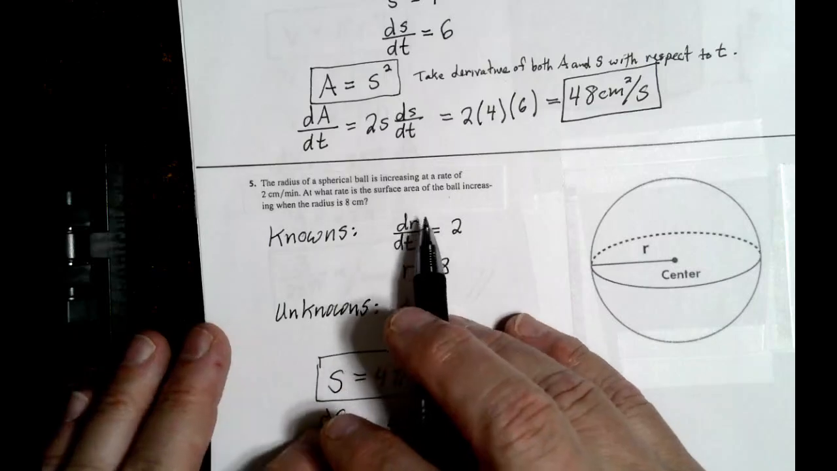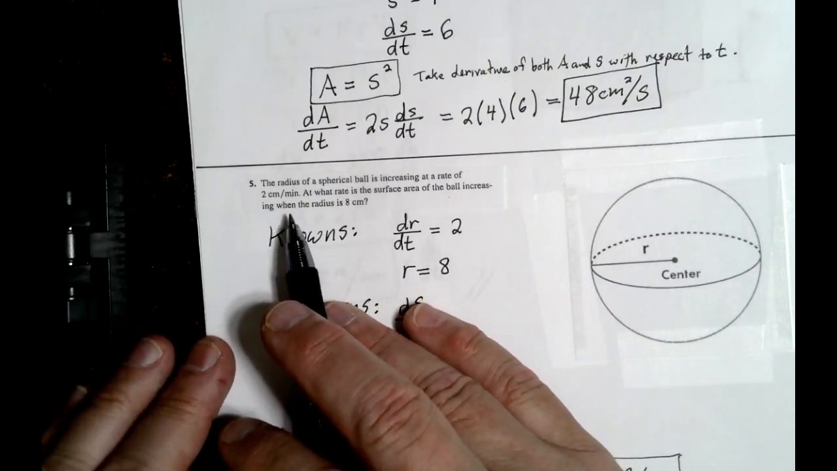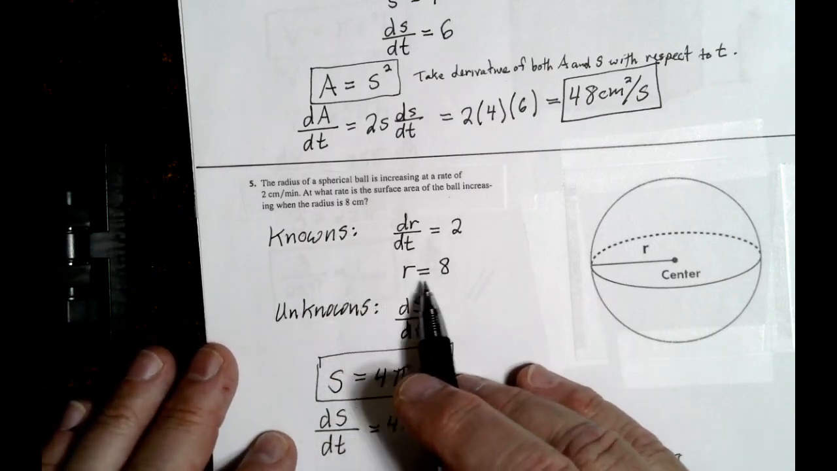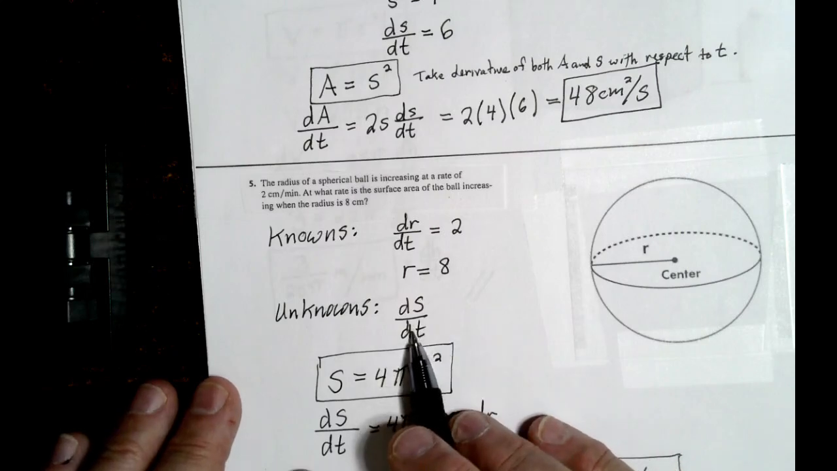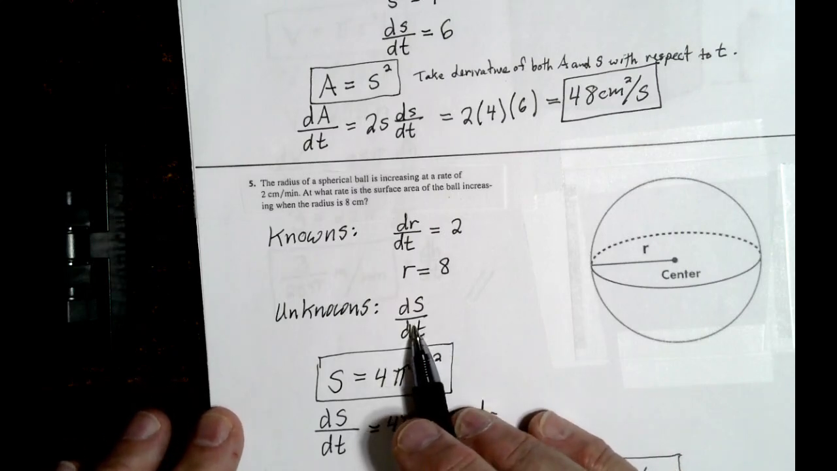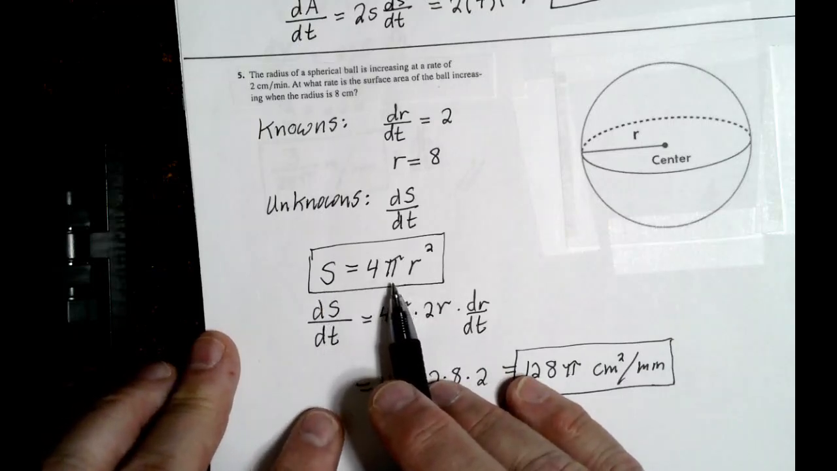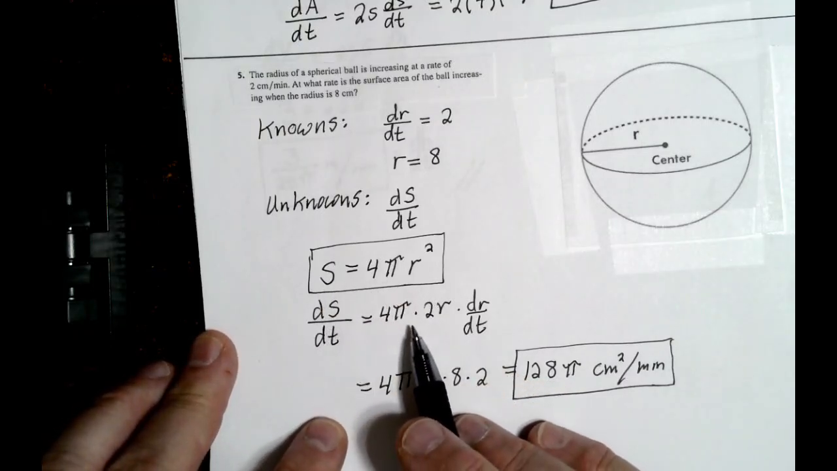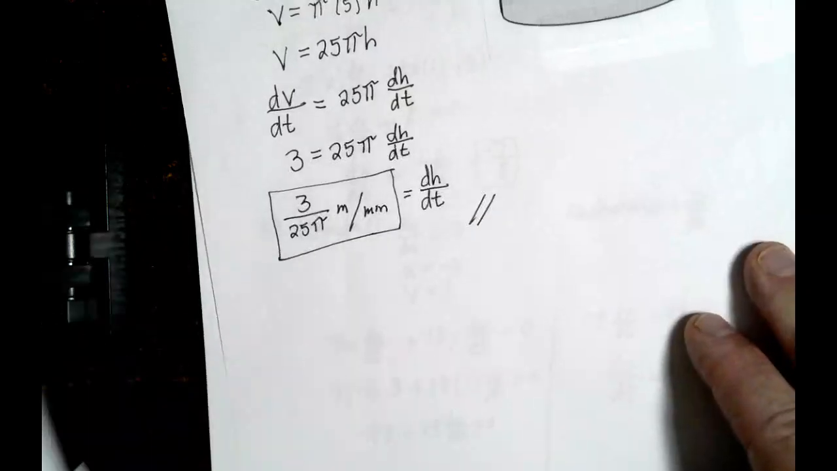The radius of a spherical ball is increasing at a rate of 2 centimeters per minute. At what rate is the surface area increasing when the radius is 8? So we know r prime is 2, we know r is 8, we don't know s prime, the rate of change of the surface area. But we know the formula for the surface area of a sphere is 4 pi r squared. So you get s prime equals 4 pi 2r r prime. Plug in everything you know, and now you know what the rate of change of s is.